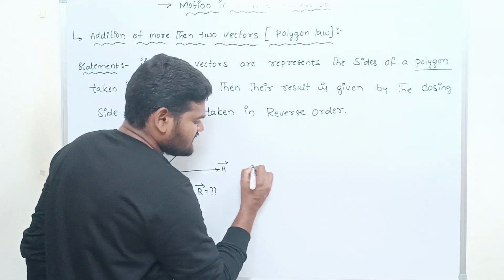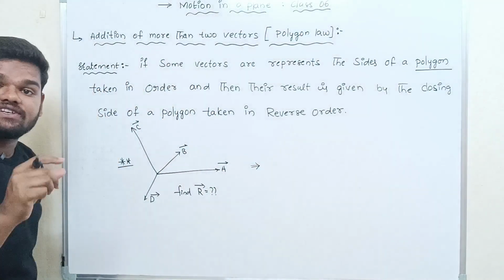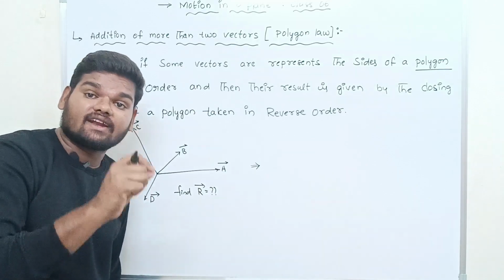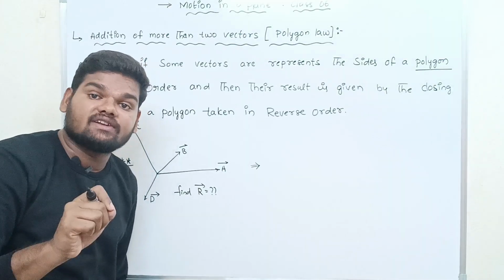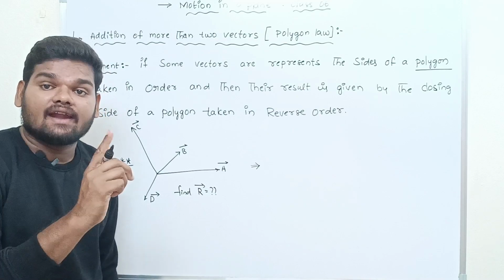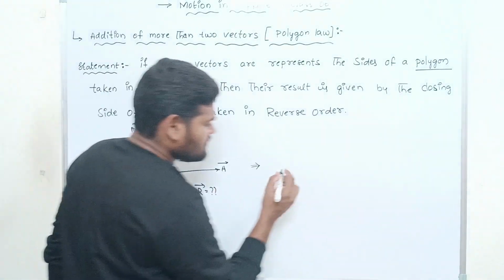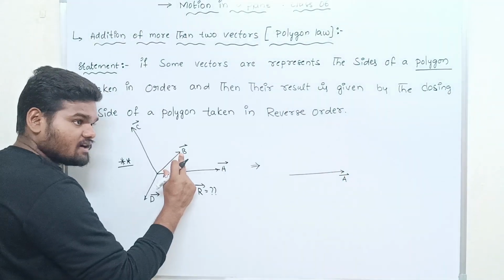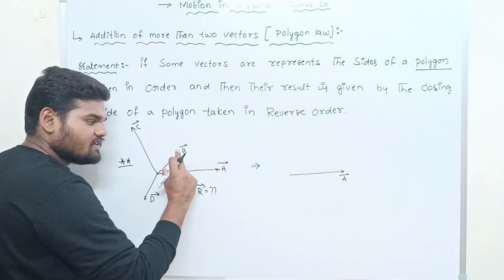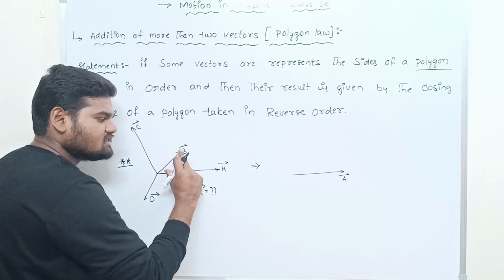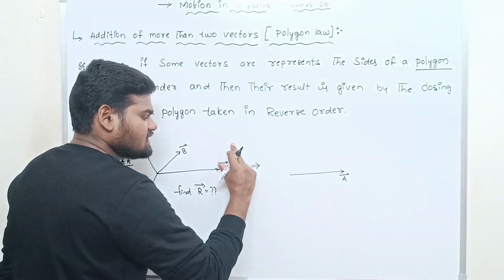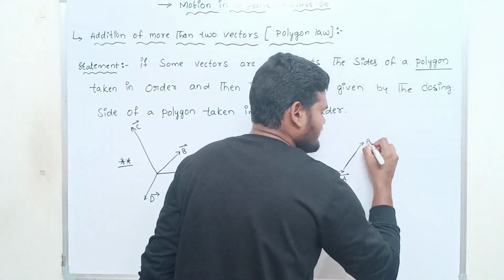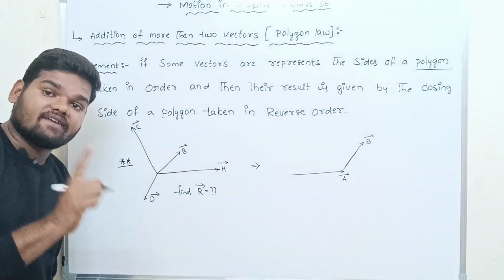As we know the concept of parallel shifting of vectors: what is its meaning? Whenever a vector is displaced parallel to itself, its direction and magnitude never change. This is the a bar vector, and this is the b bar vector. Applying parallel shifting, the b bar vector is shifted parallel to itself and becomes like this, and its direction and magnitude never change.